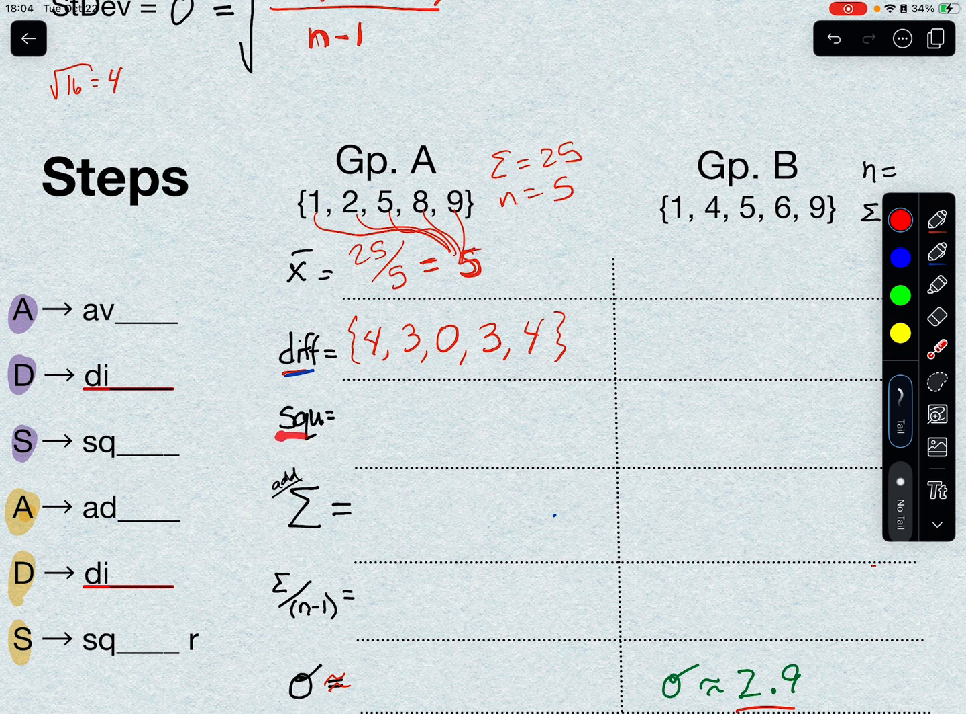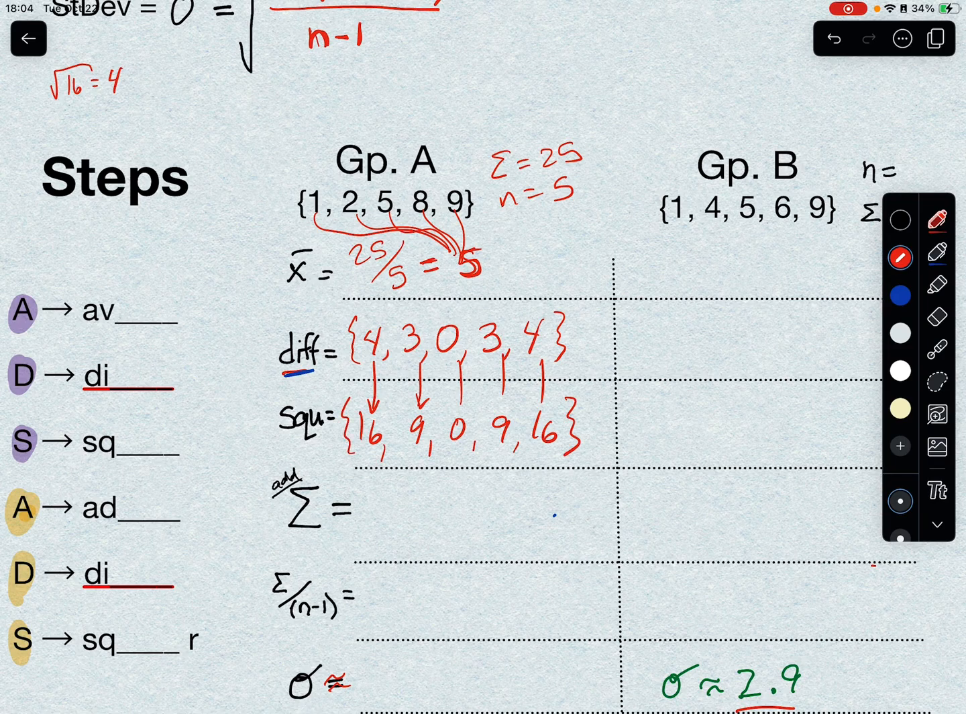What is the square of each of these numbers? Now be careful, that's different than the square root. Square means you multiply by itself. So what is 4 squared? 16. 9. 0. 9. 16. Again, we notice a pattern. It's large and then gets smaller and then gets large again. Now I need to add up those numbers. What is the sum of these numbers? That's what sigma says. 25.